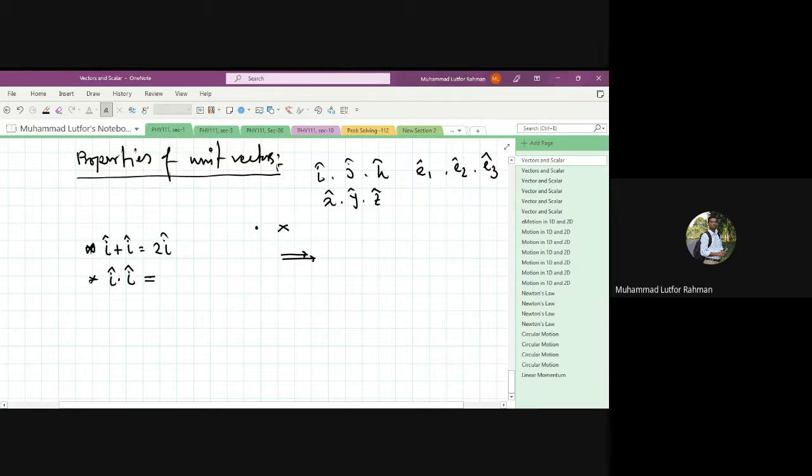It can also be written in another way. We write magnitude of i times magnitude of i times cos theta. Since we defined the unit vector, the magnitude is 1, so 1 into 1, and theta is 0, and cos 0 is basically 1. So that's why it will be 1. In the same way, i dot i, j dot j, k dot k, that's going to be 1. This is one basic thing.